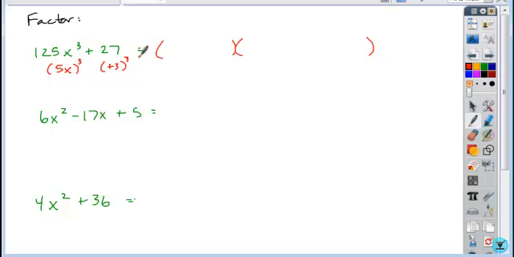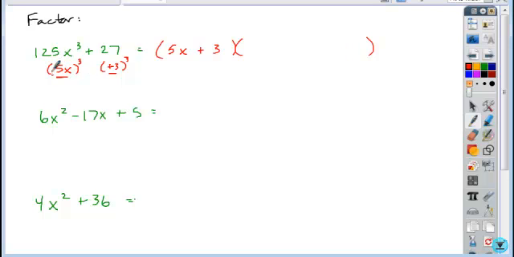Okay, so the sum of cubes factors into a binomial times a trinomial. The binomial is just the sum of the two bases being cubed. So a 5x and a plus 3 is the first factor. Okay, now the second factor is a trinomial, meaning 3 terms.